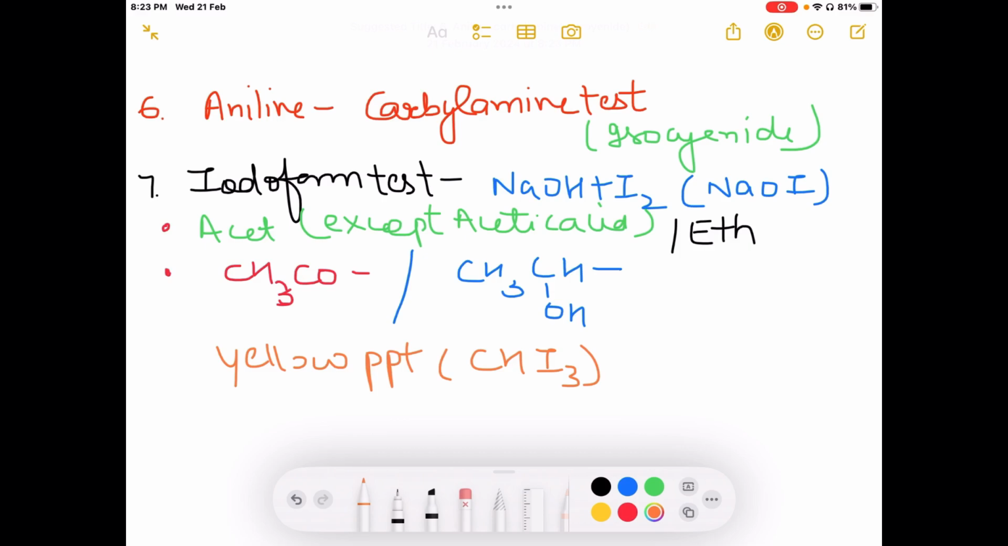CHI3, iodoform. Last, for chloroform, CHCl3, we perform the carbylamine test.